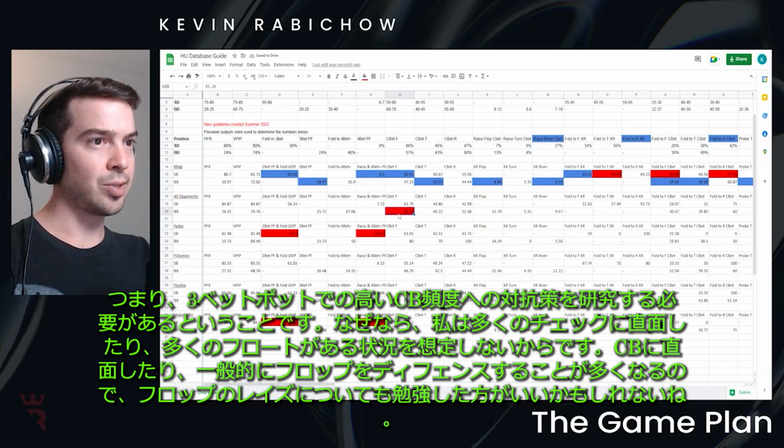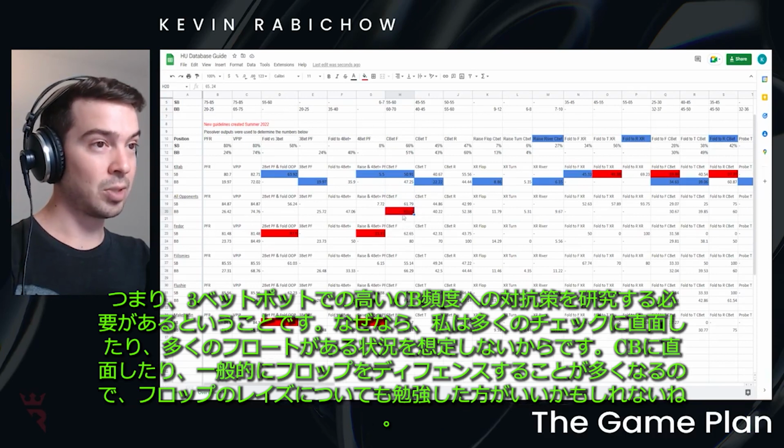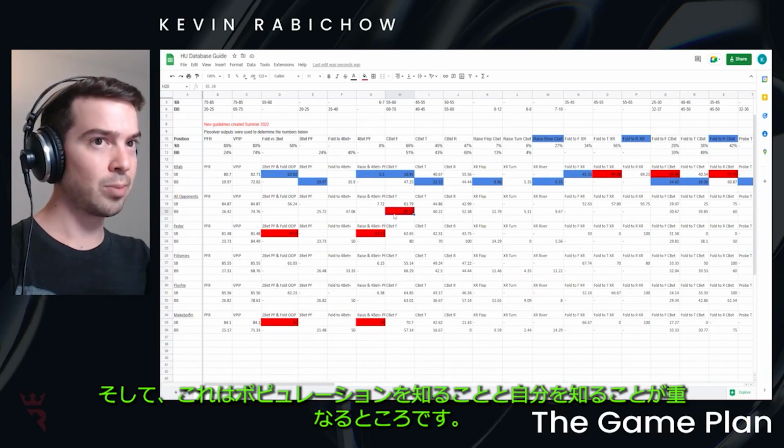So what that tells me is I need to study the approach to counter high c-betting in 3-bet pots. This might change the way that I approach reviewing 3-bet pots because I don't want to assume that I'm facing so many checks or having so many float bet situations. I might want to study raising flops because I'm going to be in more facing c-bet situations or just defending flops in general, right? And this is where knowing your population overlaps with knowing yourself.